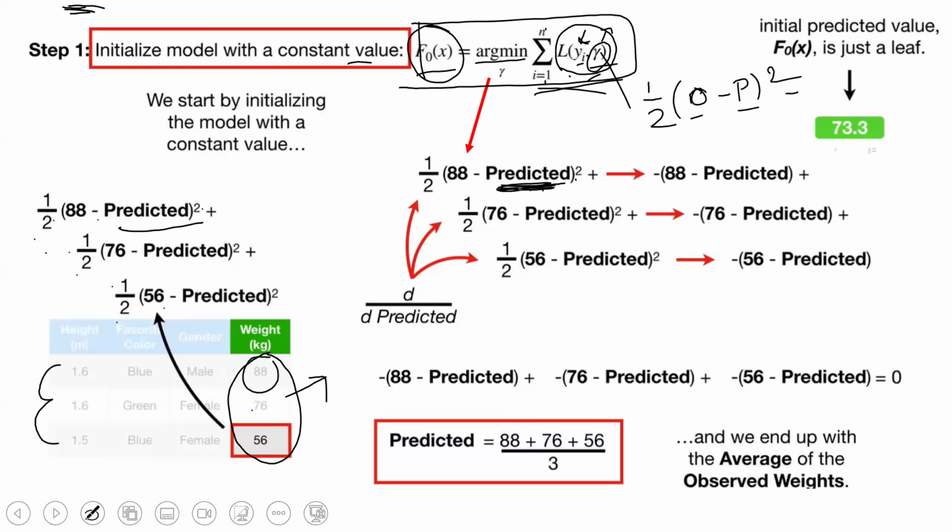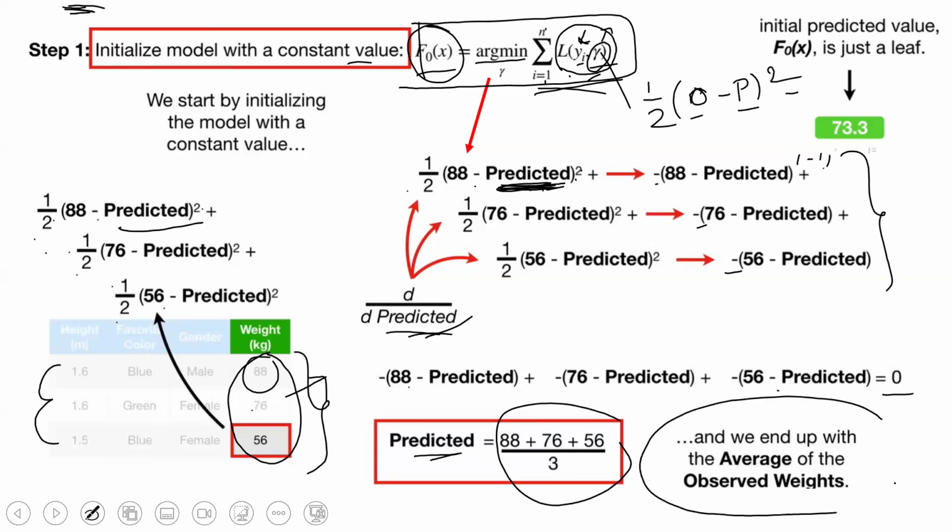The derivative is nothing but 2, and the 2 will get cancelled. So this into minus 1, because we are differentiating with respect to the predicted value, which is gamma. That minus is coming before. Now you do the summation of all of this and equate that to 0. The predicted value comes down to the average of all these values. So we end up with the average of the observed weights as the value that we initiate the model with.